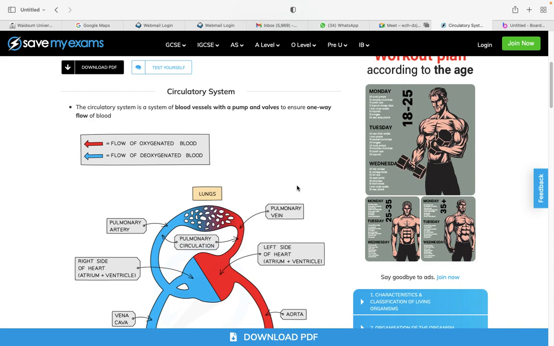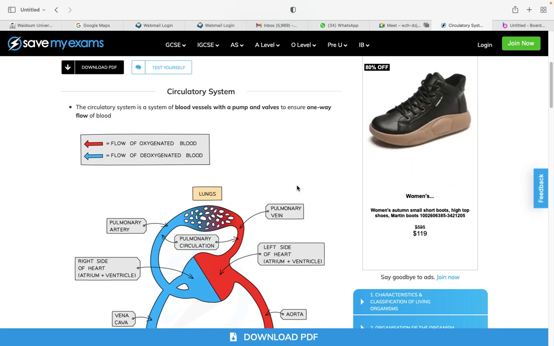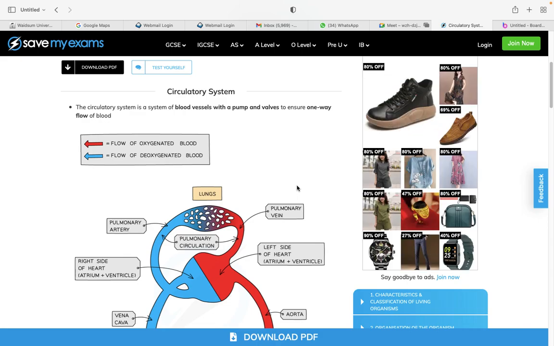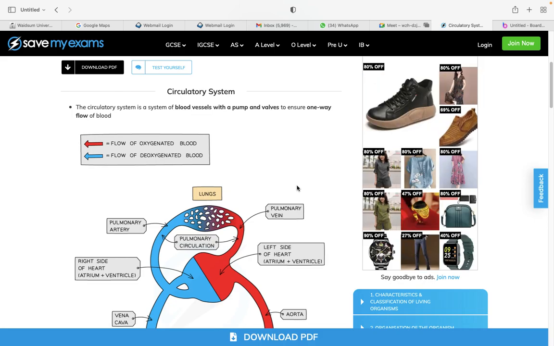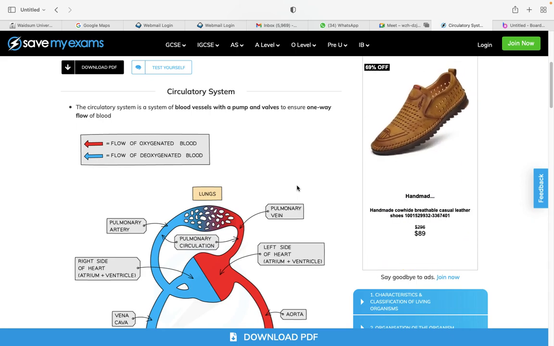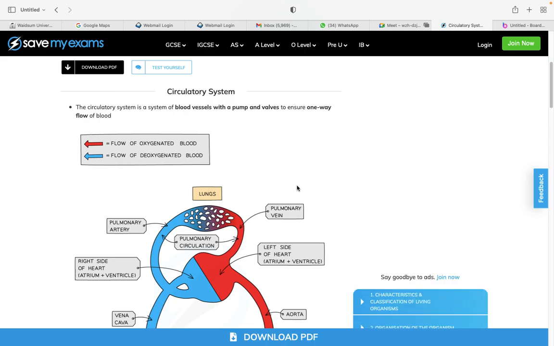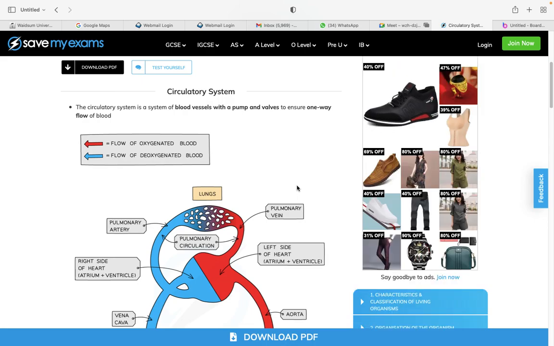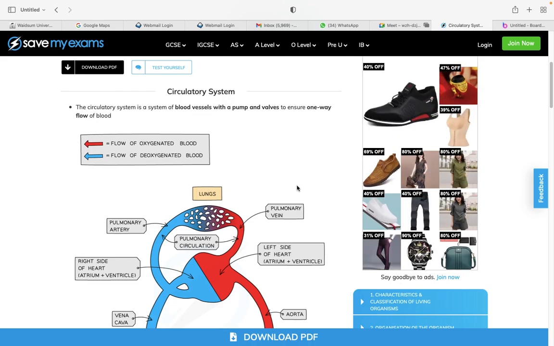Now, we say the circulatory system is a system of blood vessels. The blood vessels are like the channels through which the blood flows, right? So it's a system made up of the blood vessels with a pump and a valve to ensure one-way flow of the blood. It deals with the main organ, which is the heart, the blood vessels, the blood, the pump, and the valves. The essence of the valve is to ensure that the blood does not flow backwards. It can only go in one direction. The pump, the heart, ensures that the blood is pumped from that location to every other part of the body.